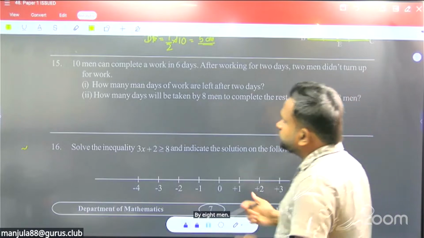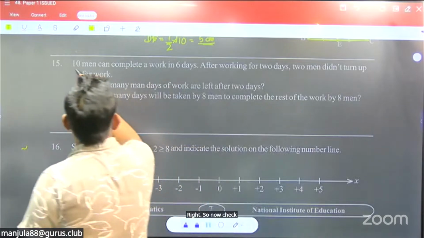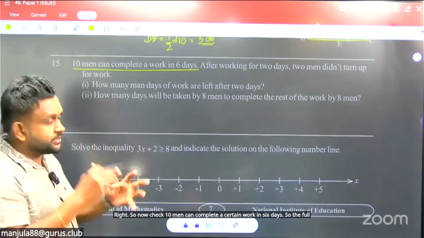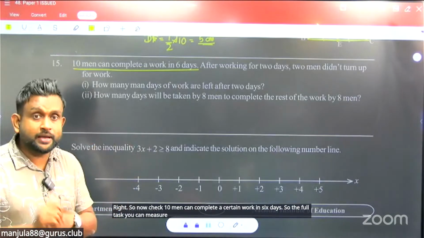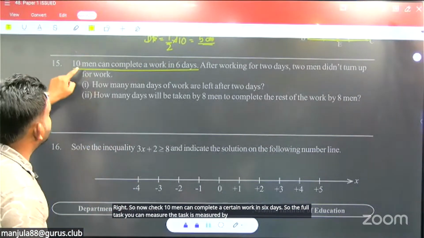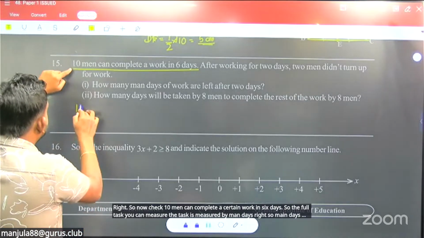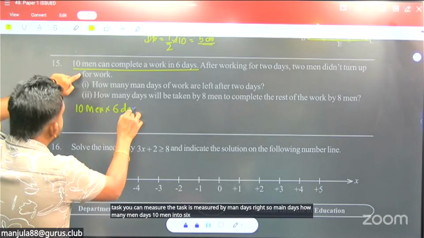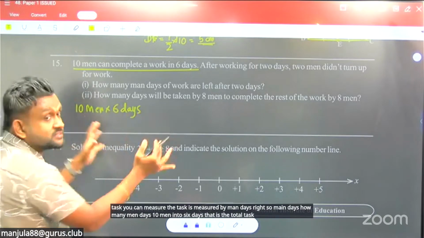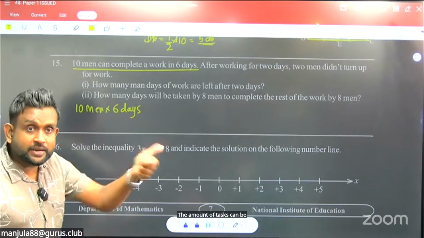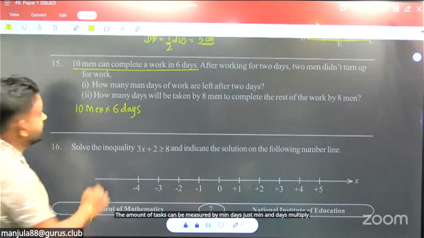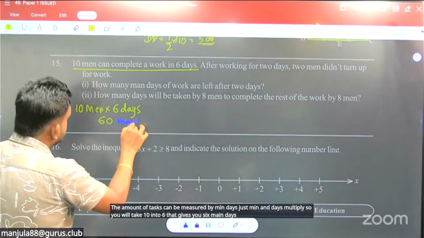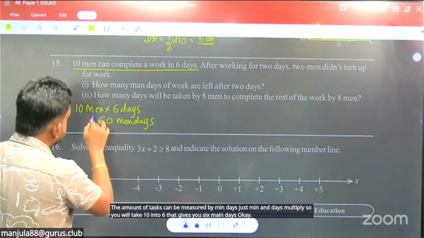Right. So now check, 10 men can complete a certain work in 6 days. The full task can be measured by man days, right? So how many man days? 10 men into 6 days. That is the total task. The amount of task can be measured by man days, just men and days multiplied. So you take 10 into 6, that gives you 60 man days. Okay, that is the total task.